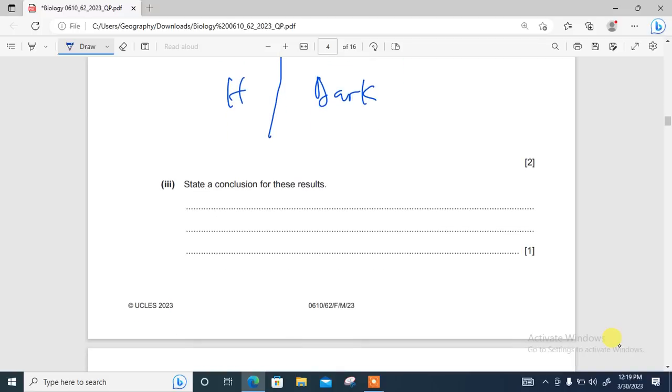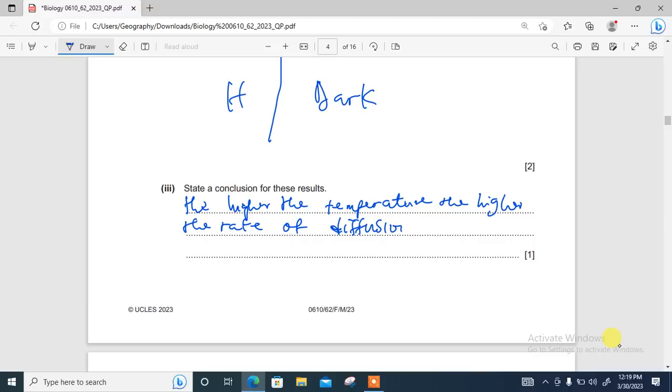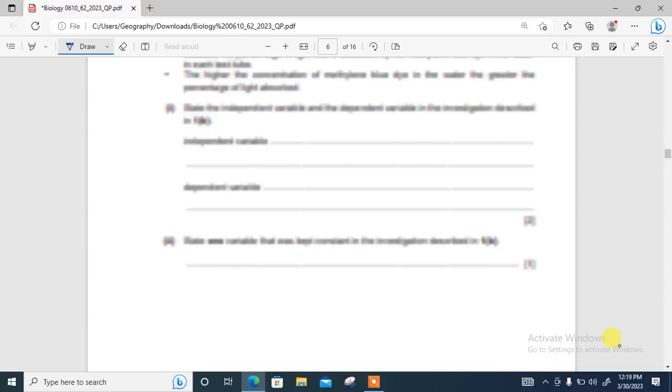Then the next question here is to state a conclusion for this result. So it's quite a simple conclusion. You find out that the higher the temperature, the higher the rate of diffusion. The higher the temperature, because this is dark, because more blue dye diffused out. So the higher the temperature, the higher the rate of diffusion. That's all.